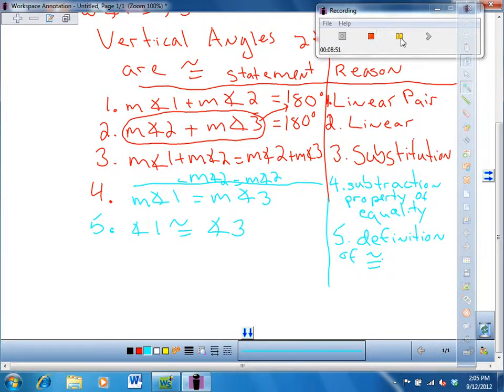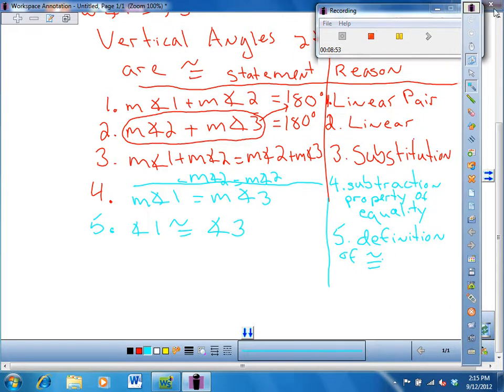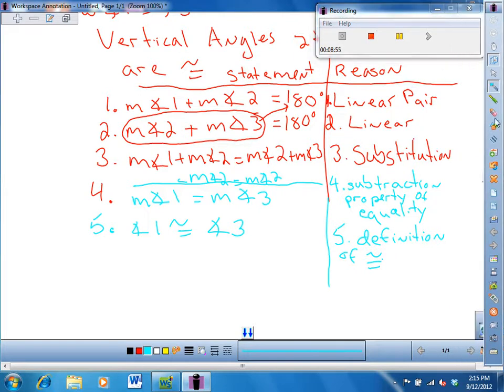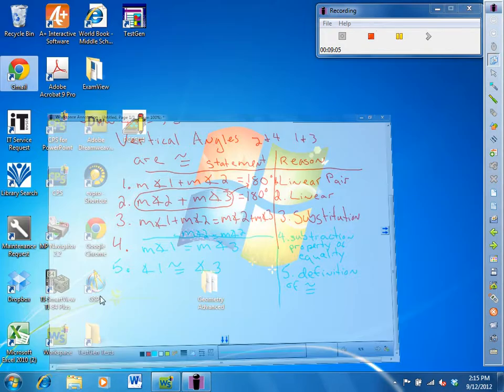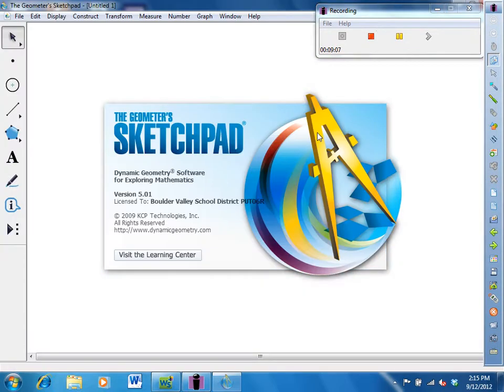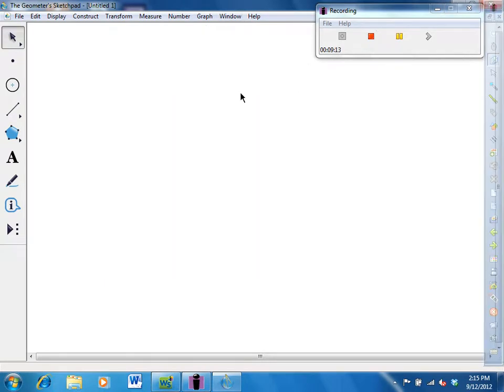I want to show you some things that we're going to be doing on the next conjecture on your sheets. The next several conjectures you're going to be discovering using Geometer's Sketchpad. So I'm going to go to Geometer's Sketchpad because I want to show you some things that you haven't really used too much yet. What you're going to do is construct a line parallel through a point.